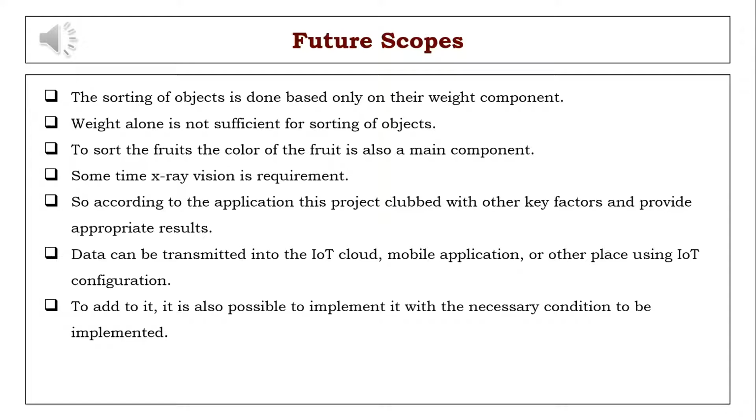In this project, sorting of objects is done based on their weight only. But in real life, weight alone is not sufficient for sorting objects. Sometimes the shape and color of the object are also important, like in sorting fruits. Sometimes X-ray vision is also required. So, according to the application, our project can be combined with the key factors to provide appropriate results.